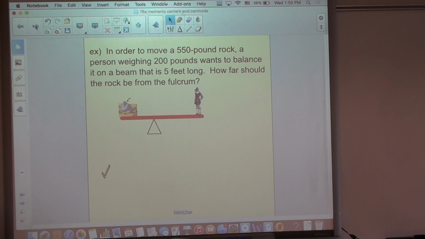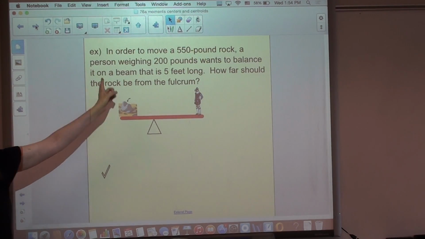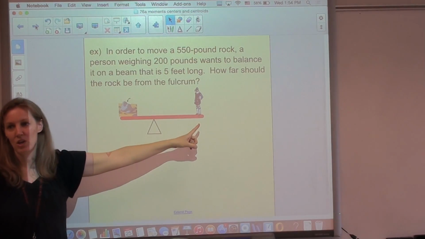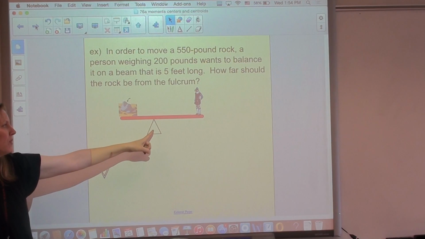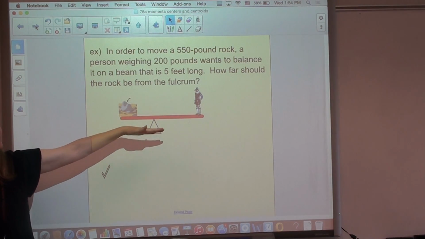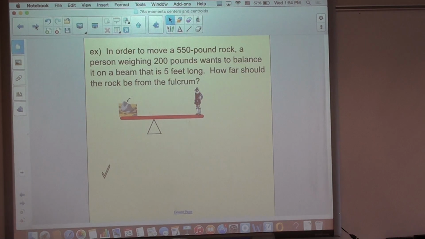So here's the situation. 550 pounds, 200 pounds, total distance 5 feet. You need to figure out where the fulcrum needs to go, how far from the rock the fulcrum needs to go for this to be in balance. Go. Take a minute so you can figure it out. Just set torques equal to each other. You're just setting the moments equal to each other.